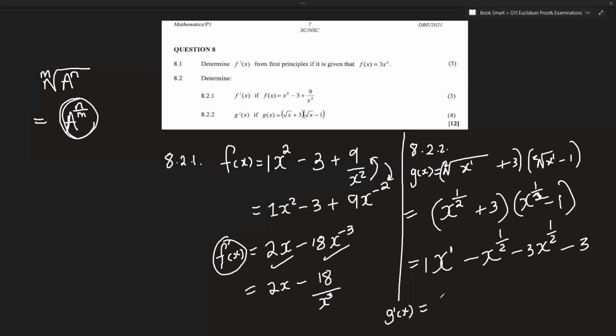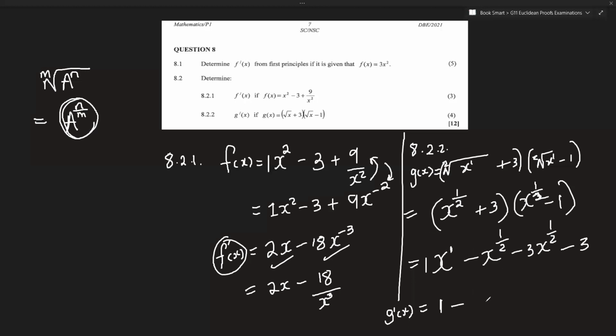So the derivative of x is 1. Sharp. Because here I'm going to have 1 times 1, which is 1. And then here I'm going to have 1 minus 1, which is 0. So I'm going to have x to the power 0, which becomes 1. So the derivative of x is 1. The derivative of a constant is 0.